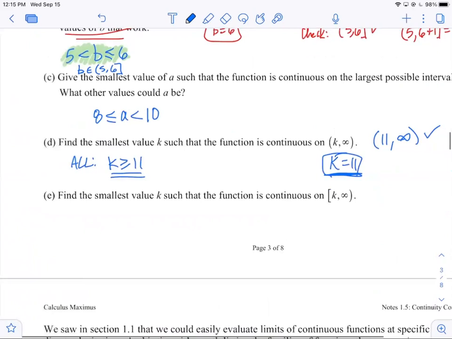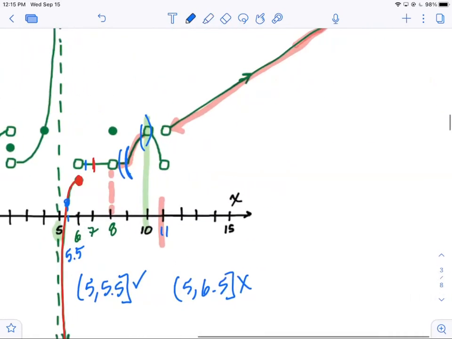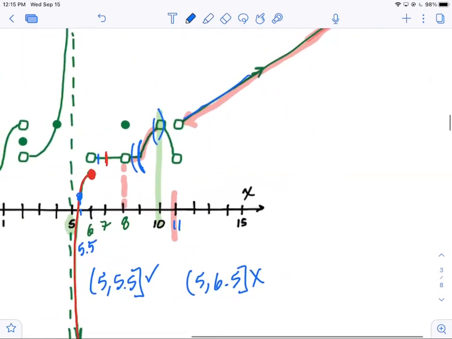All right, and then it says to find the smallest k so it's continuous. Well, what's the difference between those two intervals? They look the same. One's inclusive, one's non-inclusive, right? Now I want to be able to include the left endpoint. Can k still be 11? No, it can't be 11, right? Because I can't include 11 as a left endpoint.